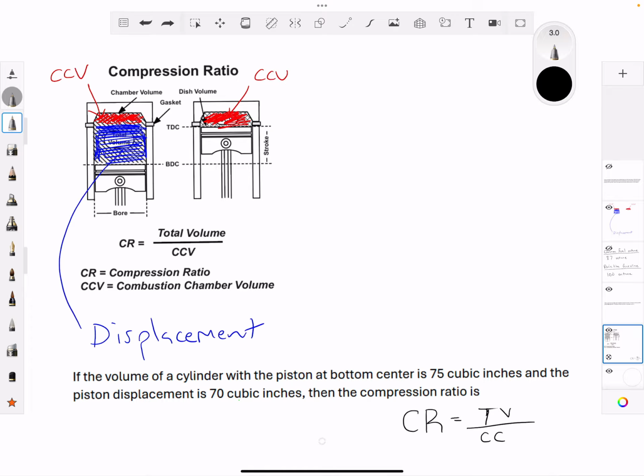So the total volume, meaning this red and blue volumes, divided by only the red, the compression chamber volume. If we can make that high, we can get a lot of power out of our engine. There is a point of diminishing returns where you can increase your compression ratio higher, but you won't get any more power. But for the most part, that's the logic behind it. The higher the compression ratio, the more power you'll get out of your engine.